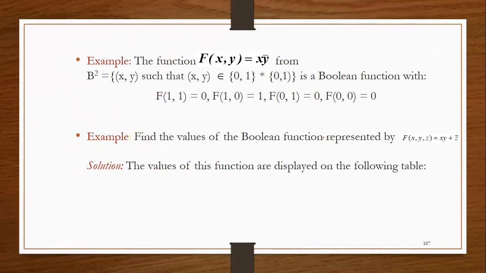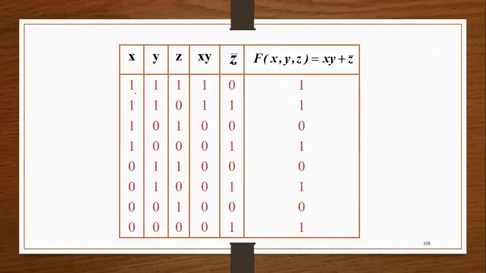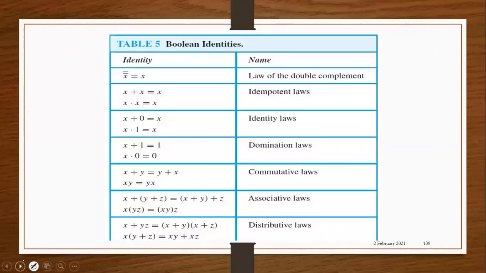Now find the values of the Boolean function represented by f of x comma y comma z is equal to xy plus z bar. So we can take a table. If you remember, I said if you have 3 variables, this is what I said in logical equivalence, then you will have 8 rows because you will get total 2 cube, 8 combinations. So similarly, you are supposed to create a table the same way you did in unit 1 and try to solve it. Please pause your video, take the question and solve it by yourself, and you can verify the answer.